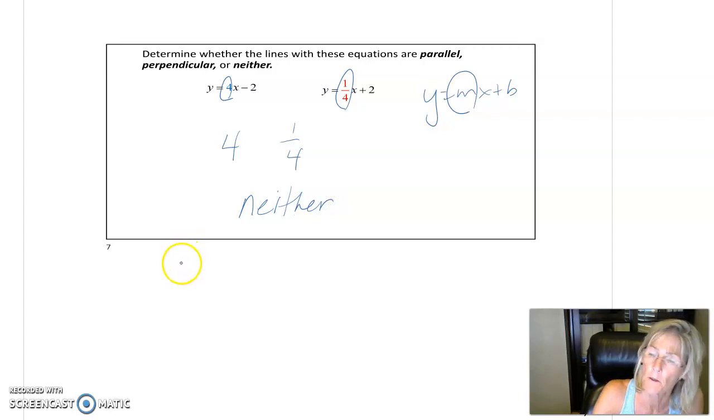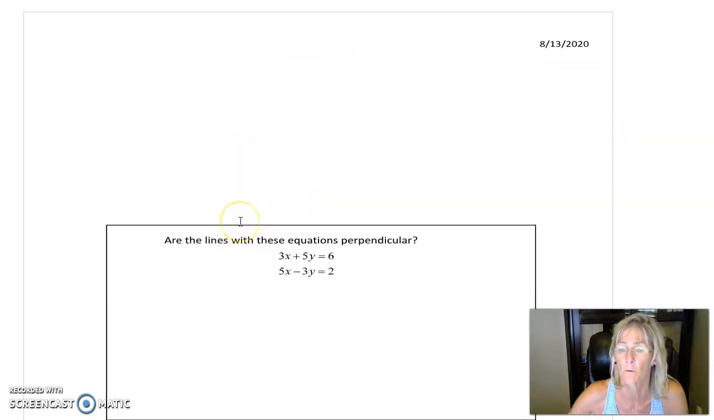So for them to be parallel, they have to be exactly the same. To be perpendicular, they have to be reciprocals, and one has to be a negative. If they don't satisfy either one of those criteria, we say that they are neither. On the graph, they will eventually meet at some point, but not necessarily at a perpendicular angle. Okay, let's look at another one.